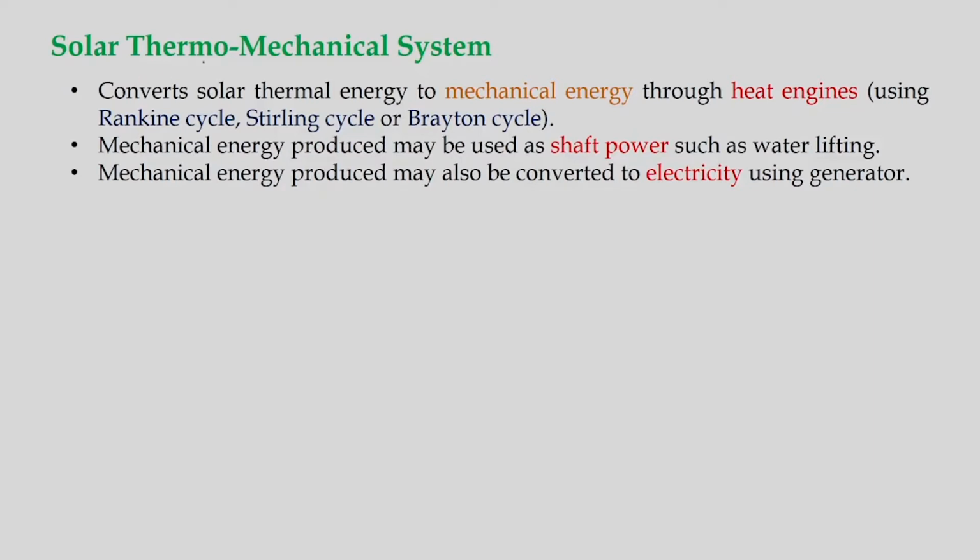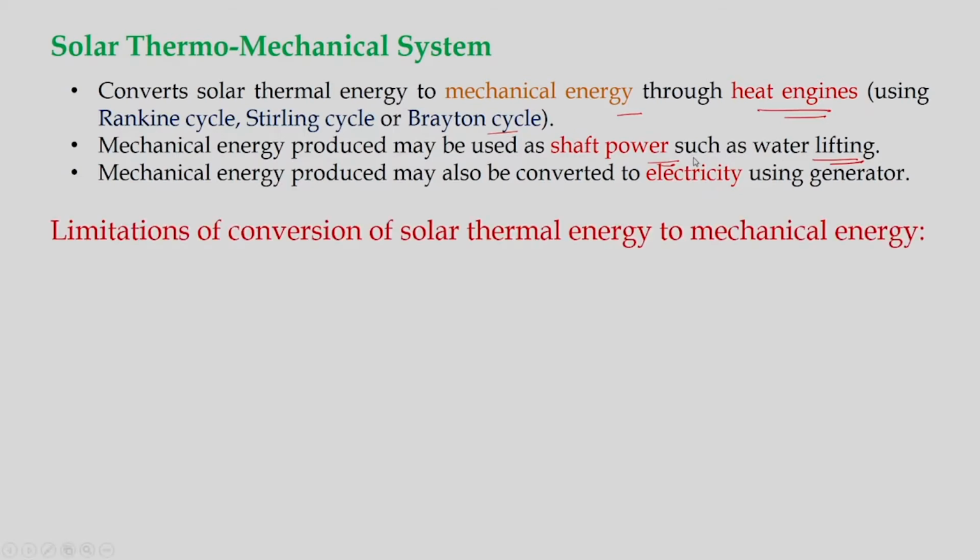So, as we say, thermomechanical system which convert solar thermal energy to mechanical energy through heat engine using Rankine cycle, maybe Stirling cycle, maybe Brayton cycle. Okay? So, this mechanical energy produced may be used as soft power such as water lifting, okay? And this mechanical energy produced may also be converted to electricity using generator.